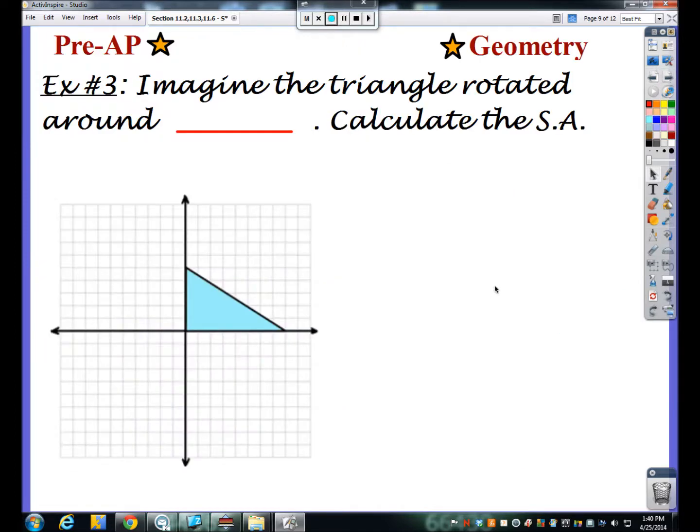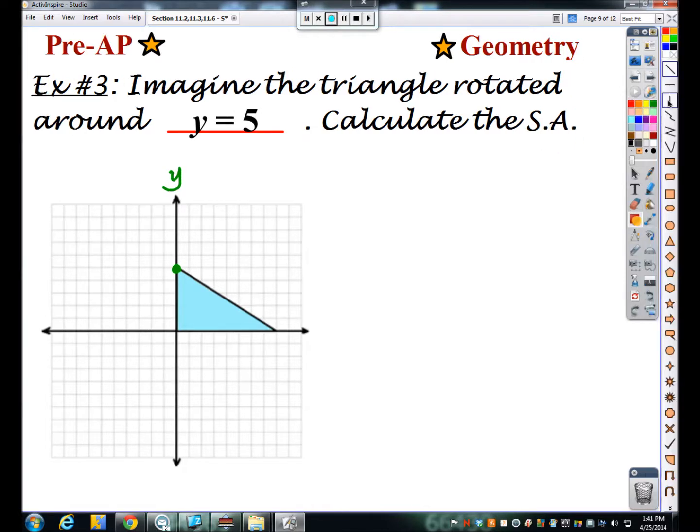Next example we will do together is imagine this triangle now. We're going to rotate it around y equals 5, and we're going to calculate the surface area. Now, the line y equals 5. Well, here's the y-axis. 5 would be really the top of my triangle. Now, that's the point 0, 5. That's not the line y equals 5.